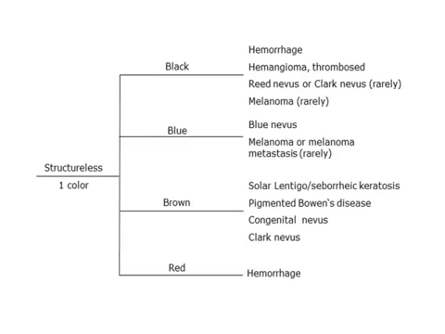Structureless one color brown has a panel of differential diagnoses, including solar lentigo, flat seborrheic keratosis, pigmented Bowen's disease, and different types of nevi, small congenital nevi and Clark nevi. Some make no difference between these two types of nevi and call all of them dysplastic nevi. And structureless red is usually a hemorrhage.